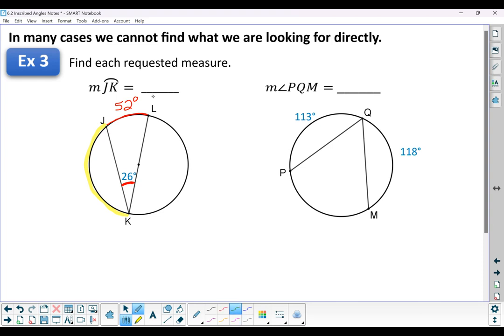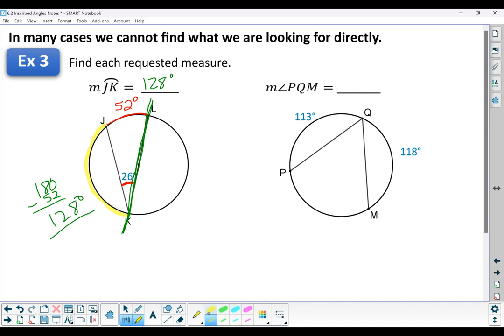Now that I know the arc from J to L is 52, now I can use my diameter to get the arc I'm looking for. 180 minus 52 gives me 128 degrees. And that's my answer, 128 degrees. So you may have to find a different arc first on your path to getting the arc that was requested.